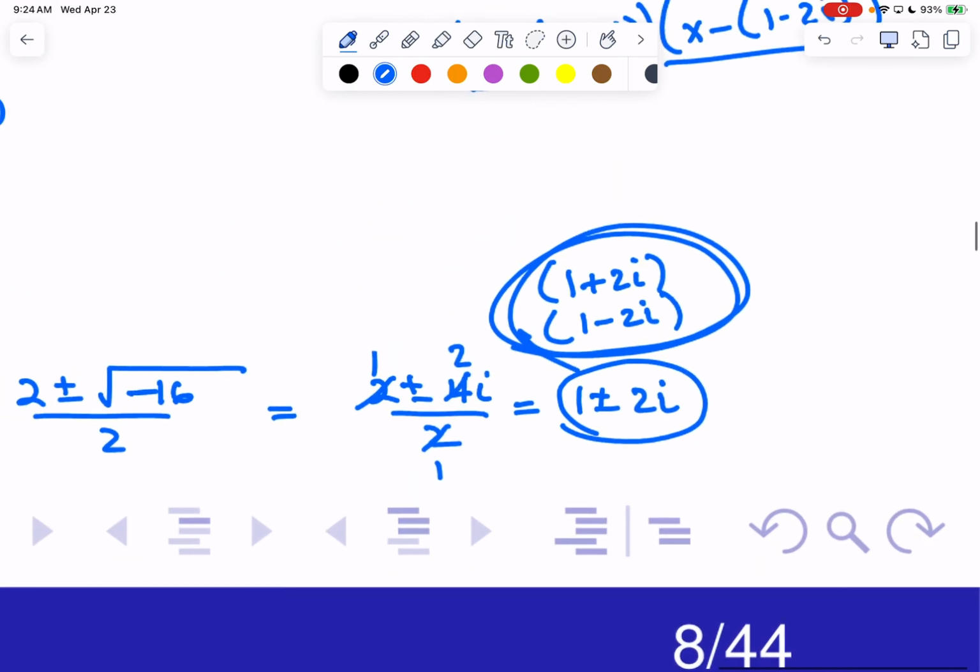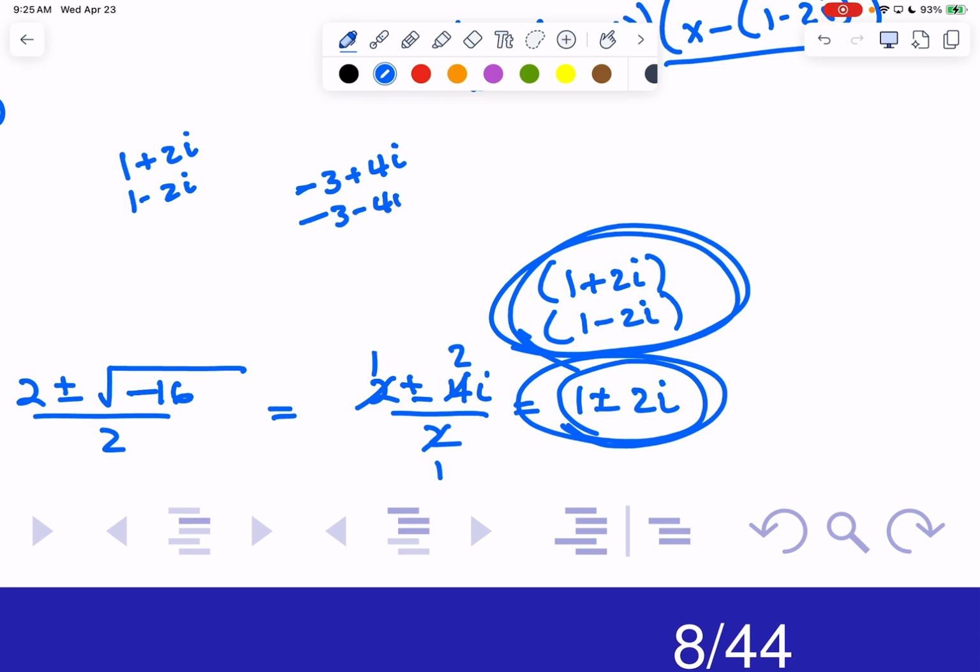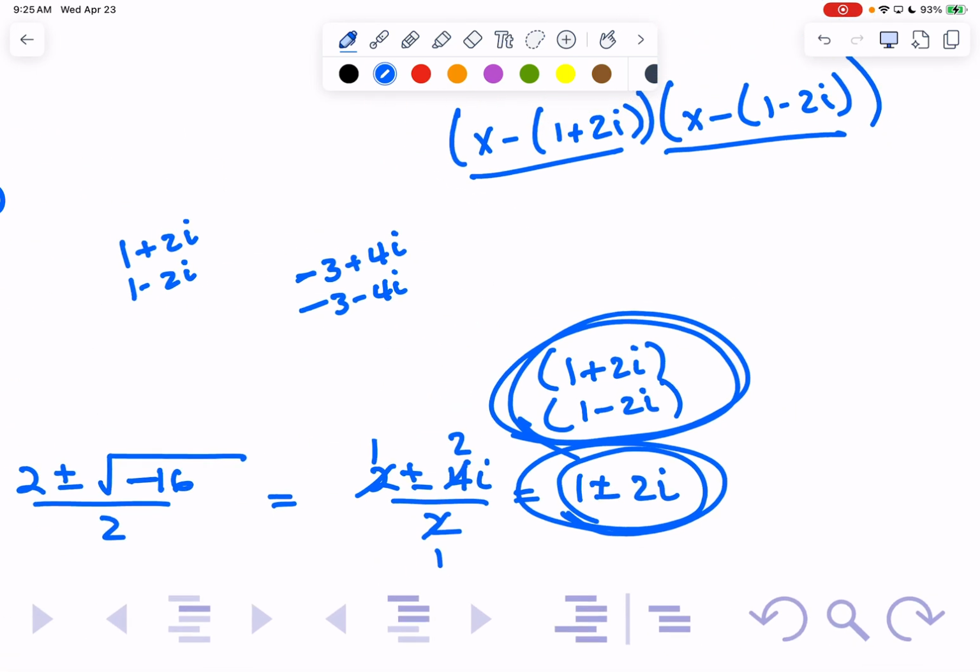Here's the thing about imaginary numbers. They always show up in conjugate pairs. So if I tell you 1 plus 2i is a root, what is also automatically a root? 1 minus 2i. If I tell you negative 3 plus 4i is a root, what is automatically also a root? Negative 3 minus 4i.